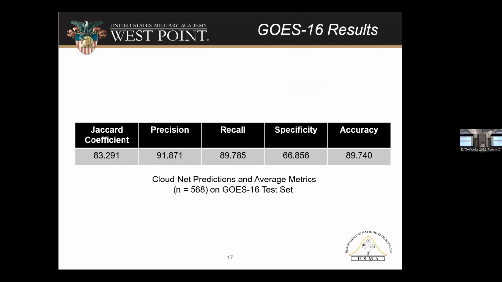Going into our average results, they were quite good. The Jaccard coefficient was 83 and our accuracy was 89. Of course, we use other metrics, but these are the 2 main metrics that we're using to update our architecture and make decisions moving forward.